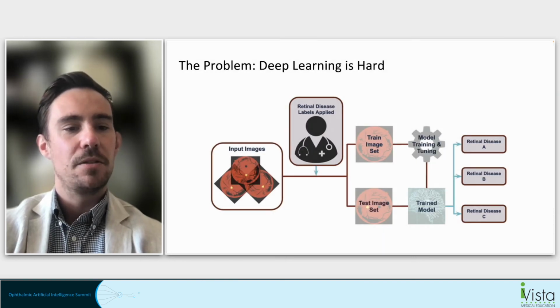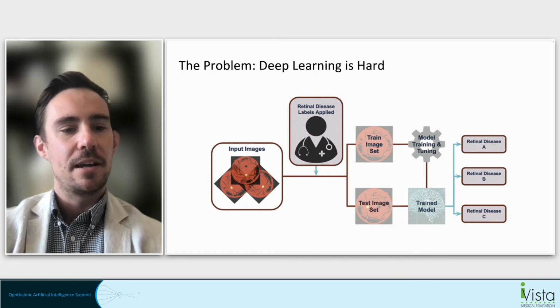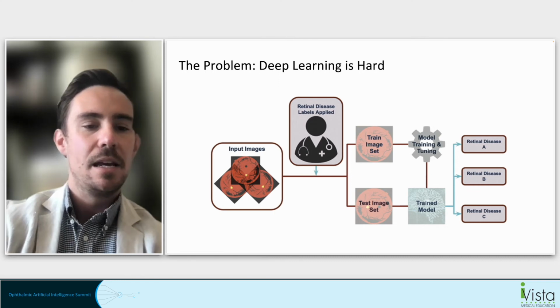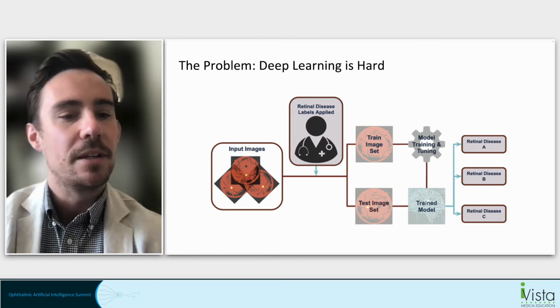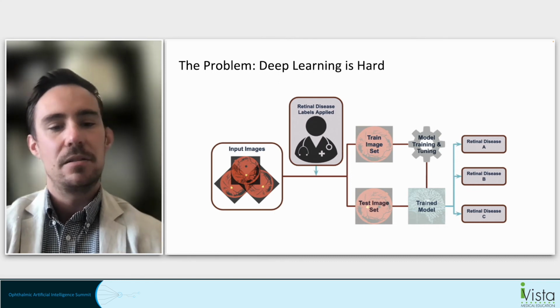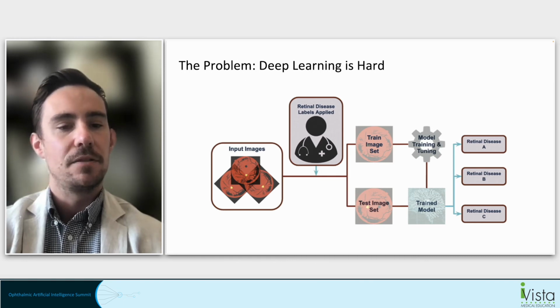And so if we go into our classical supervised learning archetype, as you know, it goes from input images, applying labels, which is frequently costly and takes a long time, performing a test train split, training the model, and then the model will classify different diseases.